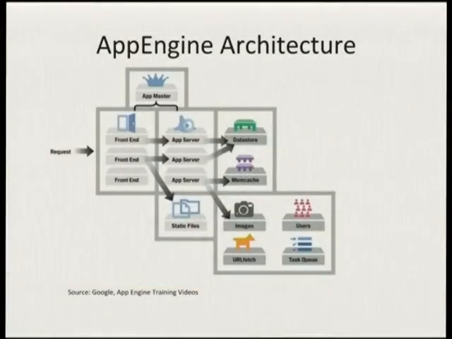So yeah, this is kind of what it looks like. You've got your front ends, and then you've got your App Engine front ends. And then there's a whole bunch of services like the Datastore, which I mentioned. There's Memcache, which is a key-value store, which is really quick, and that's a lot cheaper than Datastore. And there's a bunch of other services.